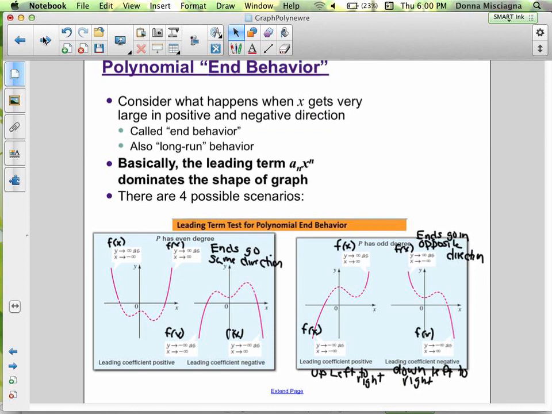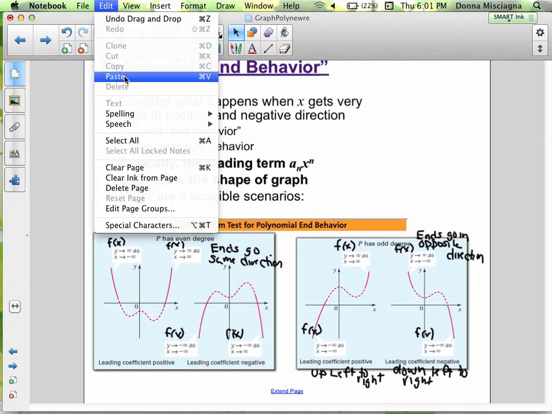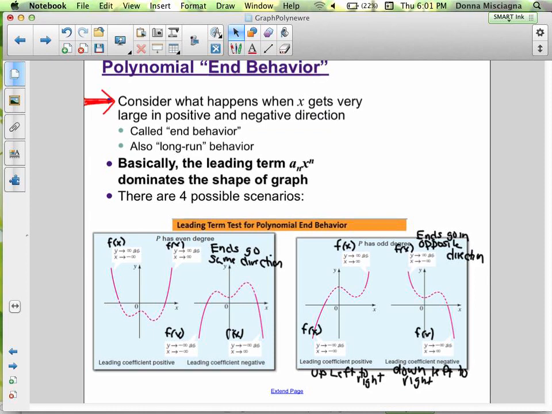If it's even, right, ends have to go the same way. The ends have to go the same way, right? If the leading coefficient is positive, both go up. If it's negative, they both go down. And there we have our 2 different types of end behaviors, right? And in both cases, the ends are going to go the same direction, right?